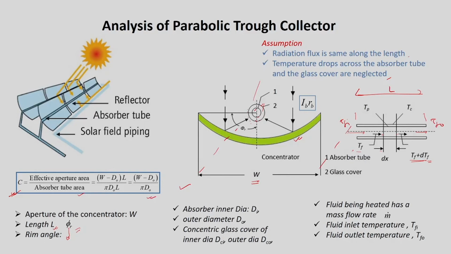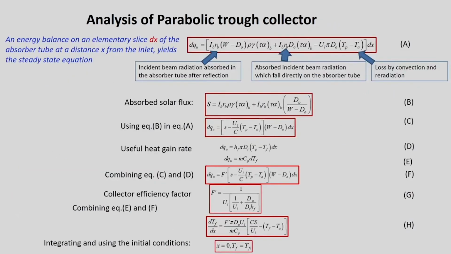Now let us write an energy balance expression on the absorber. This is an energy balance on an elementary slice of the absorber tube at a distance x from the inlet. This gives a relationship like this. QU is the useful heat gain, which is equal to IB into RB into W minus D naught into rho gamma tau alpha, for beam radiation, because only beam radiation is employed. This part is the direct radiation falling on the absorber tube, and this part is for losses.